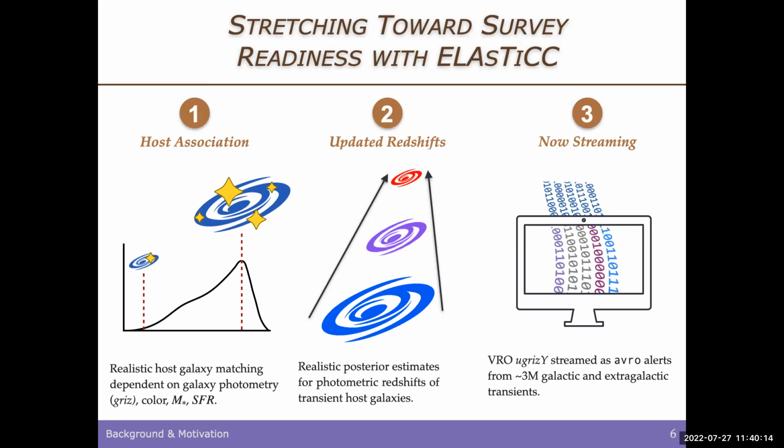Number two, we now simulate redshifts probabilistically and provide posterior distributions as opposed to point estimates of the redshifts, with realistic uncertainties as you might expect from LSST. And number three, we now stream the data in Avro format as you might expect from the actual LSST alert stream, as opposed to providing the full phase light curves, in the hopes that broker teams will get better at real-time classification instead of just being provided the full light curves, which is a little less realistic.